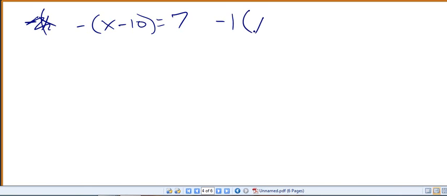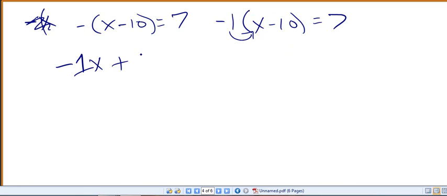We got 10. Negative sign out front, x minus 10 is equal to 7. What I would do is rewrite this as negative 1 times x minus 10 is equal to 7. You want to distribute your negative 1, which is going to give us negative 1x. Negative times a negative is a positive, so write that positive first. Plus 10 is equal to 7.